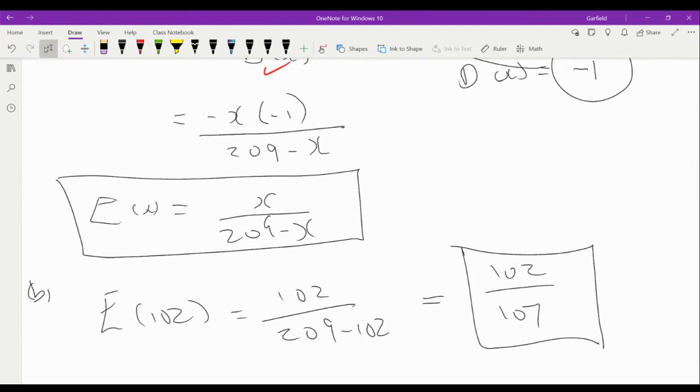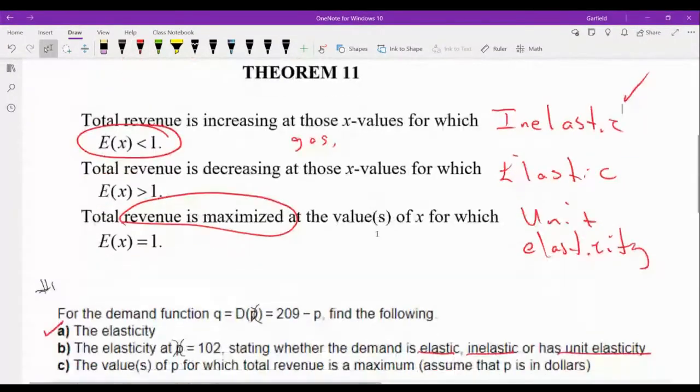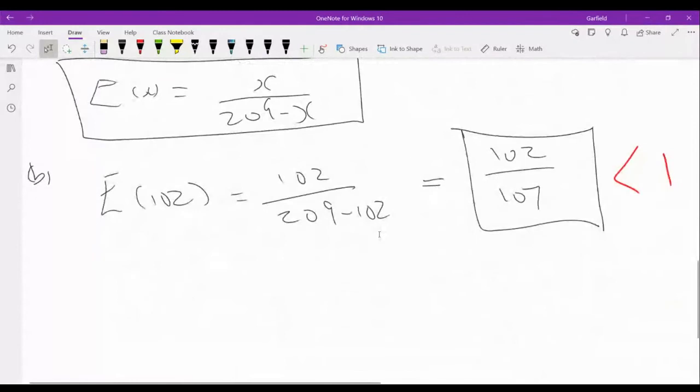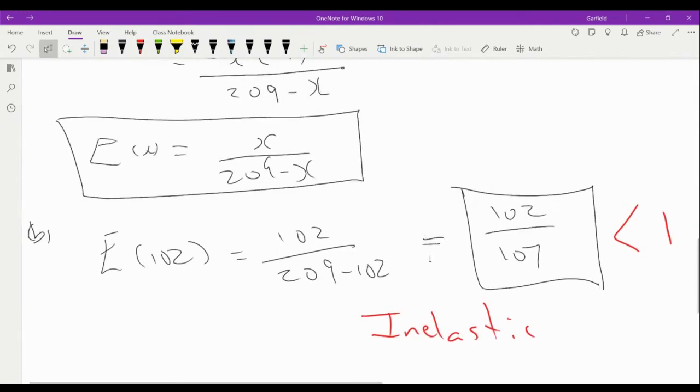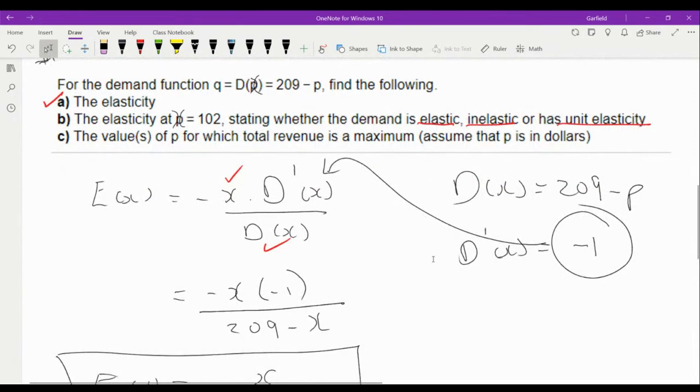All right, so first of all, is this greater than 1 or less than 1? Less than 1. So it's less than 1. And if we go back up here, we said when E of x is less than 1, it's inelastic. So the answer to this is it's inelastic. And I see Reginald updated his answer. So we're all in agreement now. So that takes care of section B.